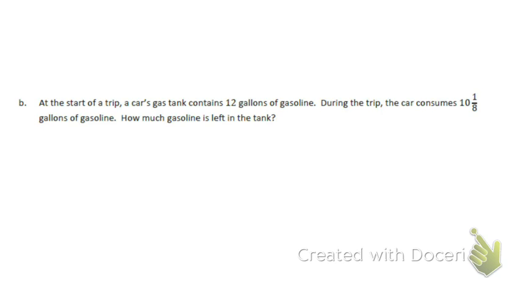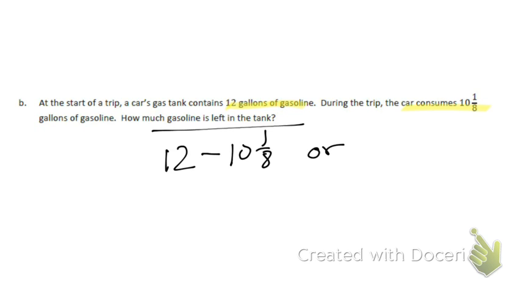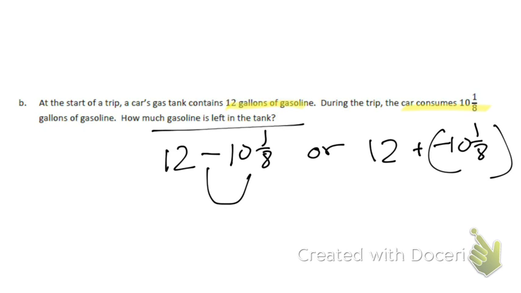B, at the start of the trip, a car's gas tank contains 12 gallons of gas. During the trip, the car consumes 10 and 1/8. So how much is left in the tank? So right here, pretty straightforward. You can do 12 take away 10 and 1/8. Or you could do 12 plus -10 and 1/8. Same thing, right? Subtracting a number is the same as adding a negative or adding its opposite.